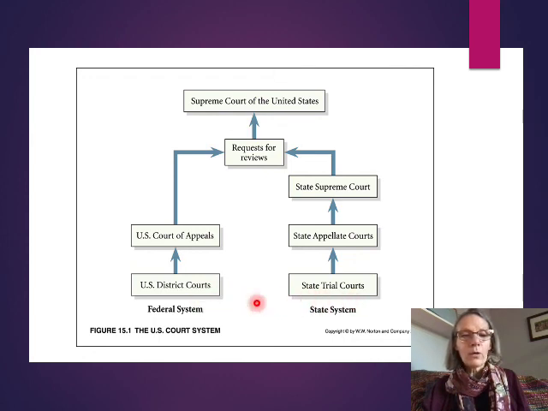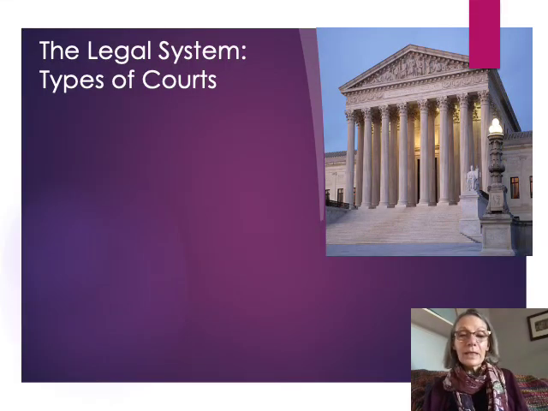So now let's take a look at the different types of courts, because we see here trial courts, and U.S. district courts are trial courts. You see the U.S. Court of Appeals and the state appellate court. Let's talk about the difference between state or trial courts, appellate courts, and Supreme Courts. Okay, so let's look at the different types of courts that are present within the American judicial system.